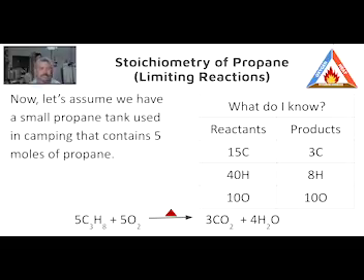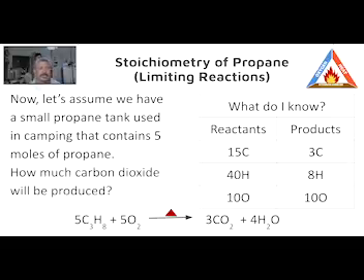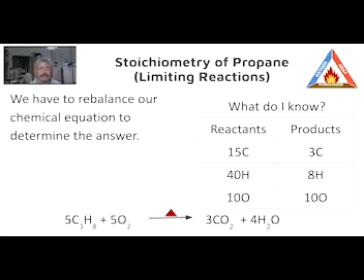Now let's assume we have a small propane tank used for camping that contains 5 moles of propane. How much carbon dioxide will we produce if we burn the entire container of propane? If you notice our table, we now have 15 moles of carbon atoms on the reactants, 40 moles of hydrogen atoms on the reactants, and 10 moles of oxygen atoms remain. This is no longer a balanced equation. We will have to rebalance our chemical equation to determine the answer.